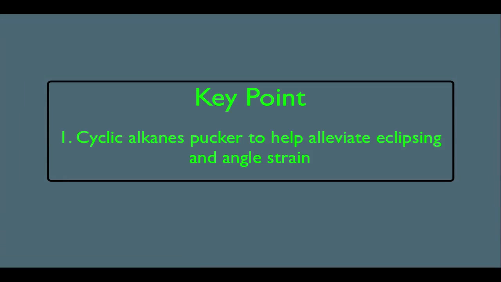In this online lecture, we're going to talk about why cyclic alkanes pucker. And what does that mean? Well, here's our key point. We're going to see cyclic alkanes pucker to help alleviate eclipsing and angle strain. Now, what does this all mean? Let me show you an example.